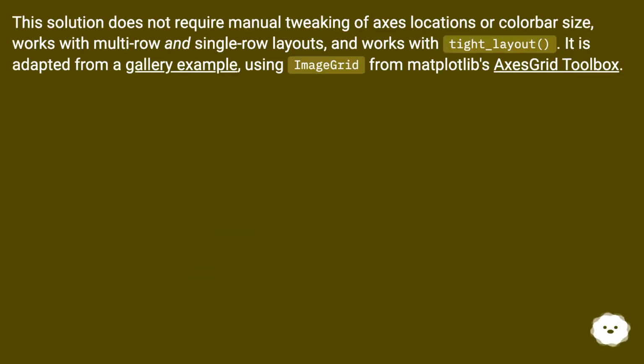This solution does not require manual tweaking of axis locations or color bar size, works with multi-row and single-row layouts, and works with tight_layout. It is adapted from a gallery example using ImageGrid from matplotlib's axes_grid toolkit.